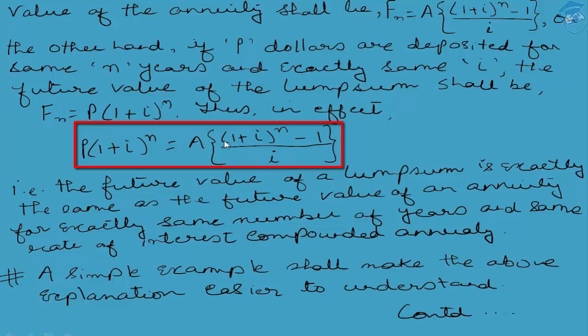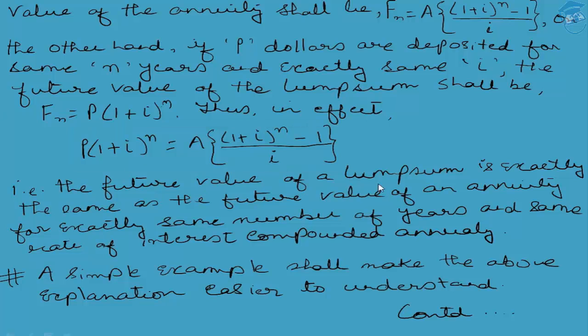So in effect, we can say that the present value of the future annuity stream of cash flows represents the amount which, if invested as one lump sum for the same n number of years against the same i% of interest, will accumulate the same future amount, which will be exactly equal to the future value of the annuity cash flows. That is, the future value of a lump sum is exactly the same as the future value of an annuity for exactly the same number of years and same rate of interest compounded annually.